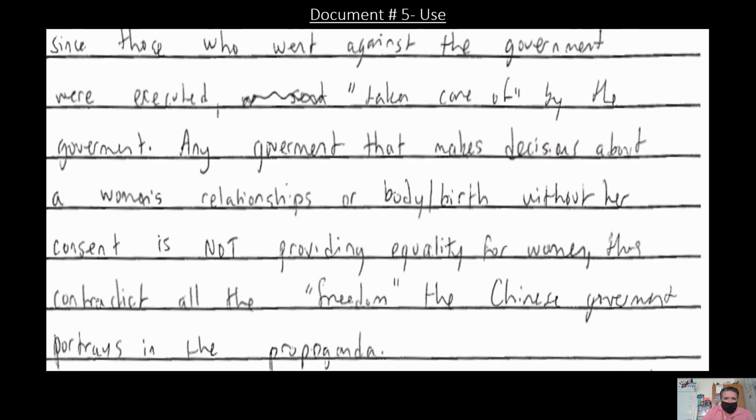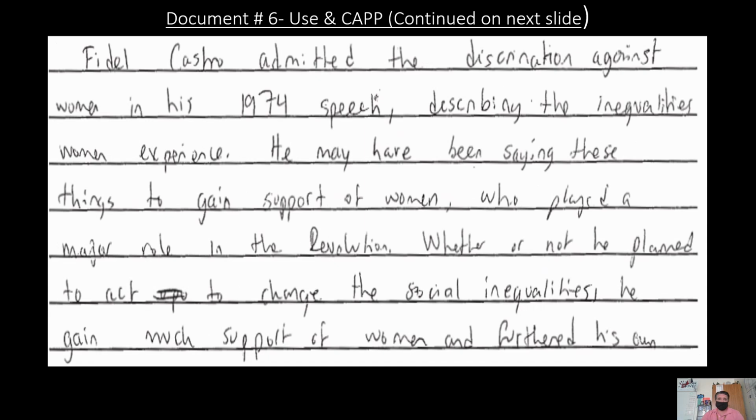"Since those who went against the government were executed, taken care of by the government, any government that makes decisions about a woman's relationship or body/birth without her consent is not providing equality for women. This contradicts all the freedom the Chinese government portrays in the propaganda." So you could even argue that they get into some CAP process there as well. Here's another one. You've got document use, you've got some CAP.